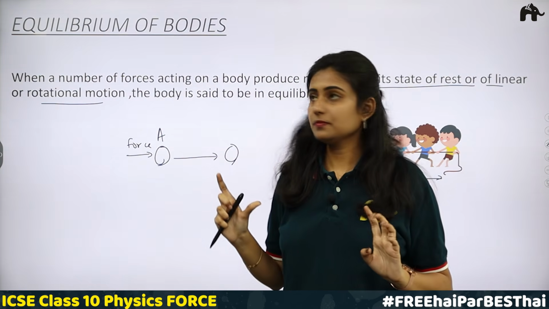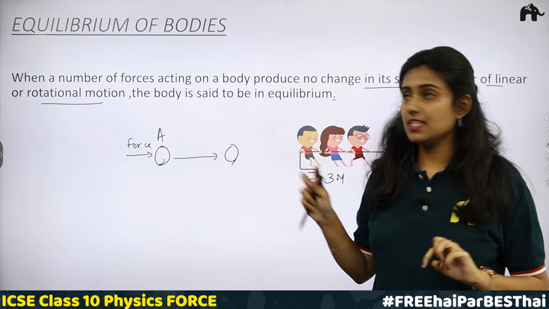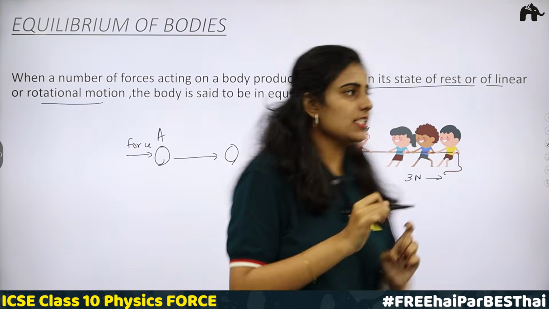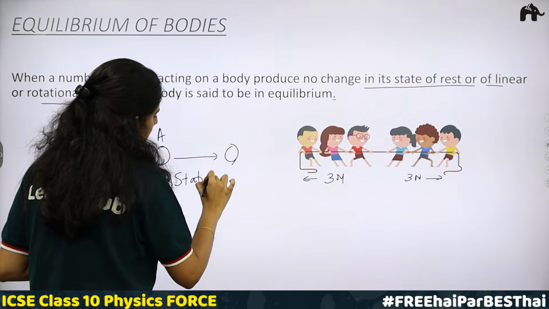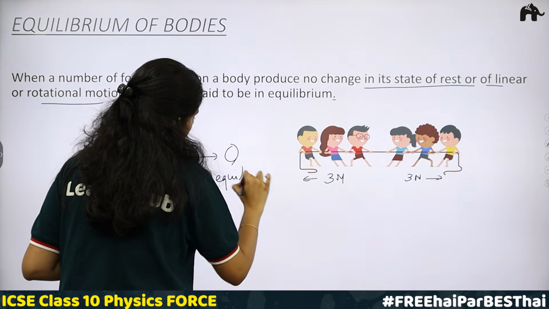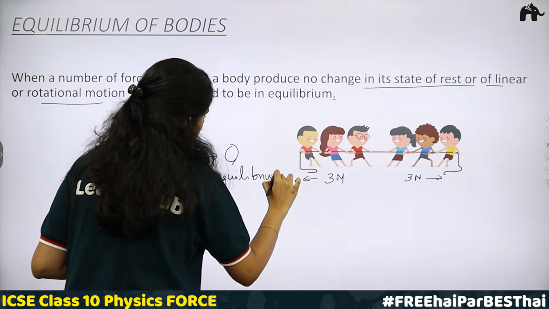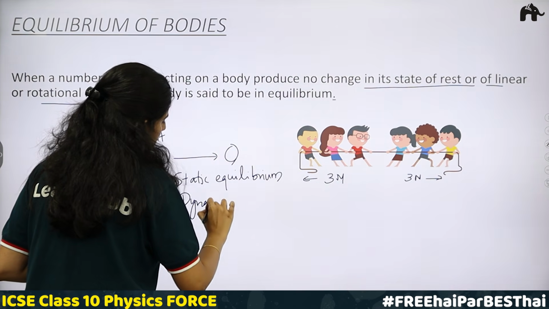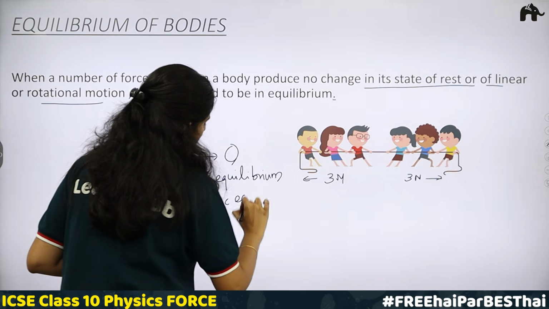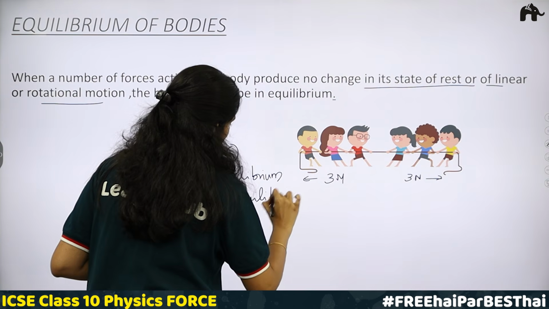Got it? We'll be discussing two kinds of equilibrium. The first one is static equilibrium, and the second one is dynamic equilibrium. Static equilibrium and dynamic equilibrium.